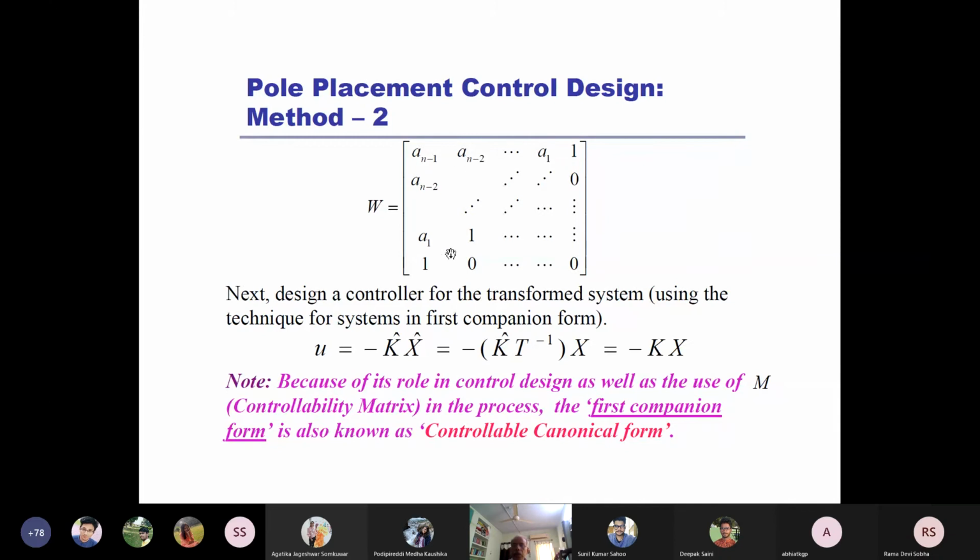So accordingly, we go on filling up the components of this W matrix. From a n minus 1 to 1, similarly a n minus 2, and this way it will continue.